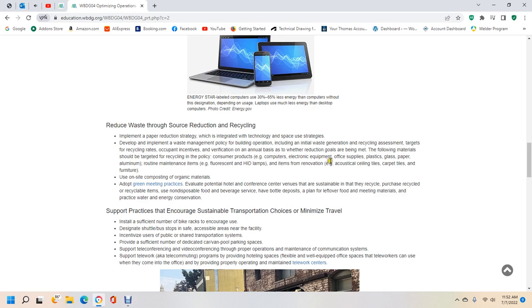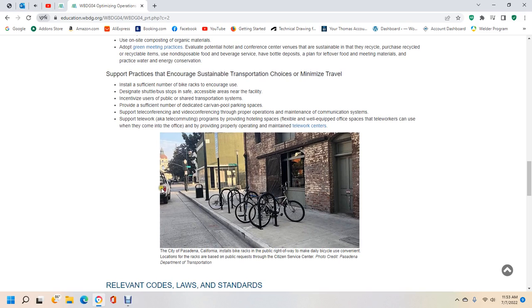The following materials should be targeted for recycling: consumer products, computers, electronic equipment, office supplies, plastic, glass, paper, aluminum, routine maintenance items, fluorescent and HID bulbs, renovation items, acoustical ceiling tiles, carpet tiles, and furniture, plus on-site composting of organic materials. Adopt green meeting practices, considering hotels and conference centers with sustainable, recycled items, non-disposable food and beverage service, bottles, deposit plans, leftover food plans, reading materials, and water and energy conservation.